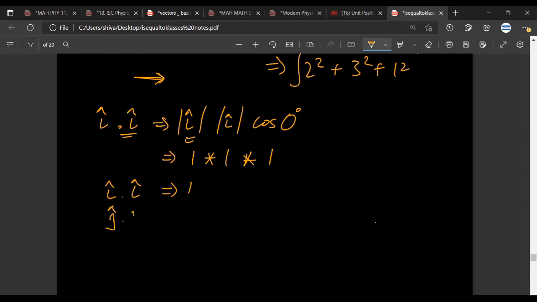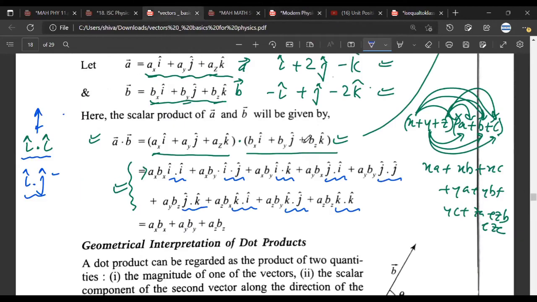Similarly, j dot j is 1. Similarly, k dot k is 1. Ms. Avantika, have I made myself clear or not? Yes, sir. So wherever you see i dot i, wherever you see j dot j, wherever you see k dot k, that part would be 1. Am I clear? Yes, sir. So all this would be 1.